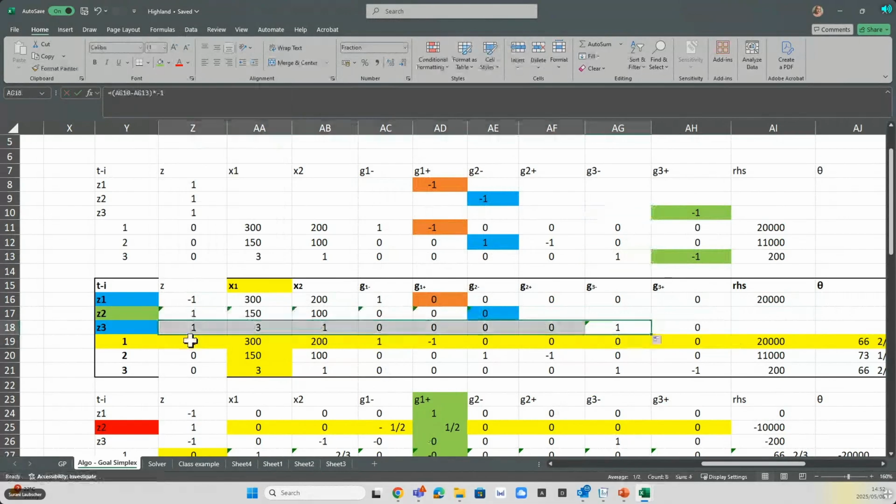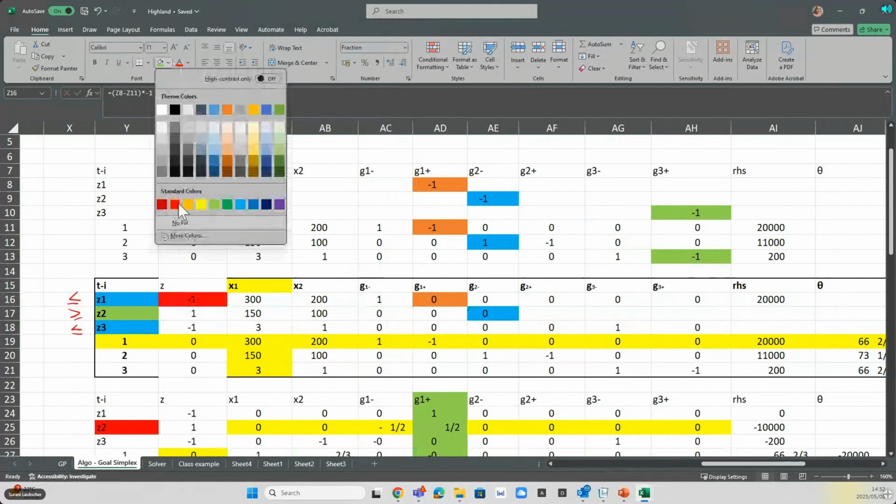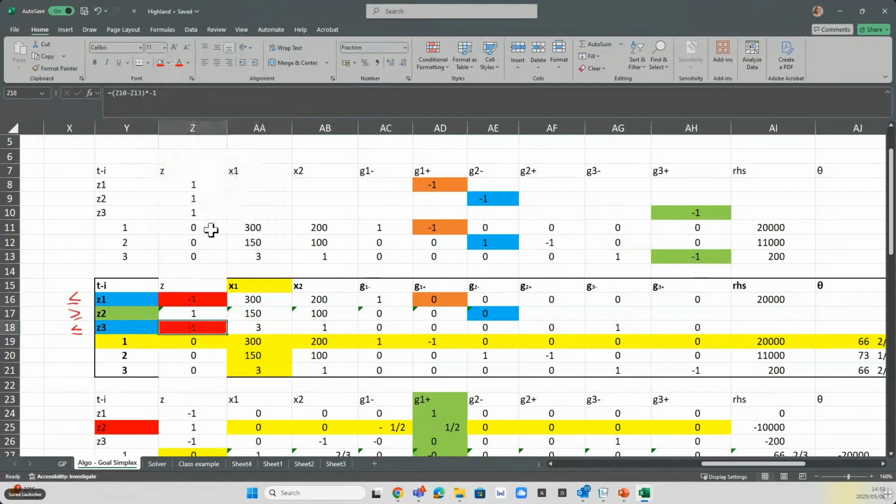If the goal is less than, multiply it by -1. So this goal would have been less than, this one would have been greater than, and this one would have been less than. So if you get a less than, multiply it by minus. Do you see the -1 there? Let me go like red. Do you see it? Because I had to multiply by -1.